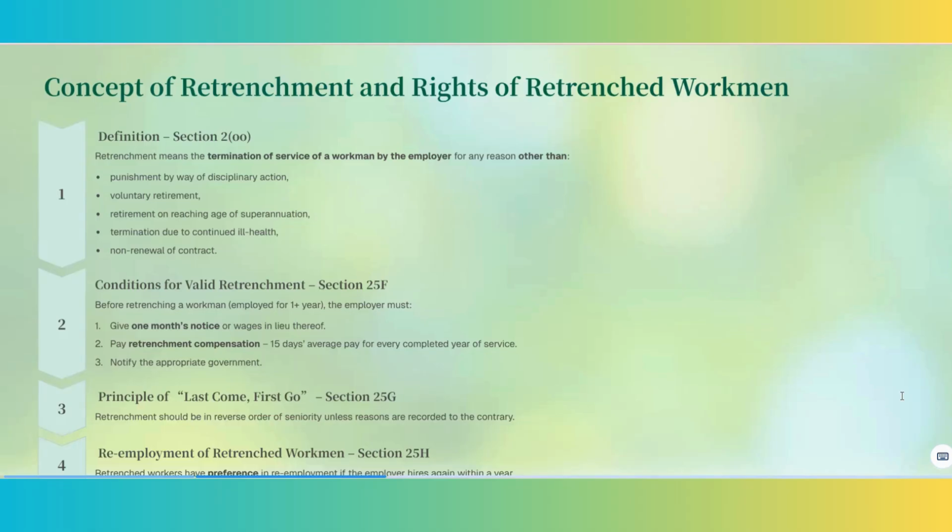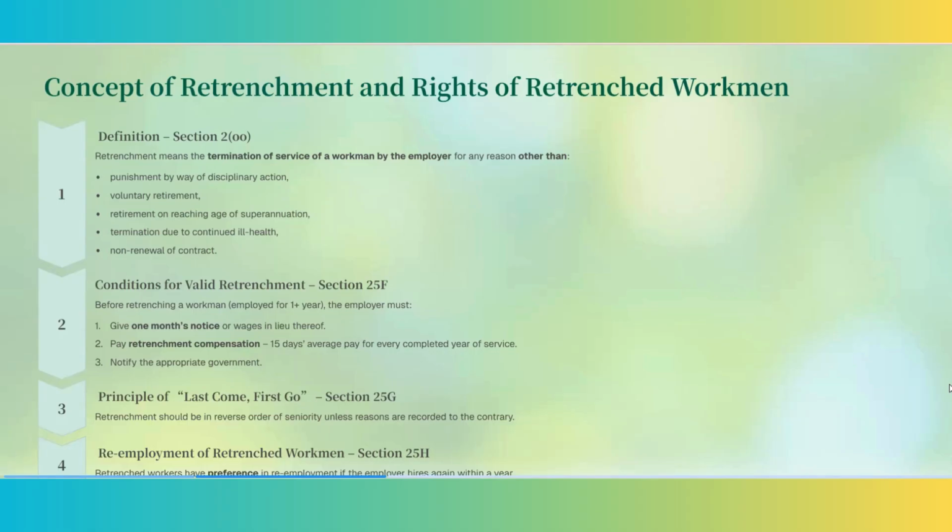Now coming to the conditions for valid retrenchment, provided under Section 25F. Before retrenching a workman employed for 1 year plus, the employer must give 1 month's notice or wages in lieu thereof, pay retrenchment compensation of 15 days' average pay for every completed year of service, and notify the appropriate government. The principle of last come, first go is very important, and has been provided under Section 25G. Retrenchment should be in reverse order of seniority unless reasons are recorded to the contrary. Last come means the person who came last goes first. Last come, first go.